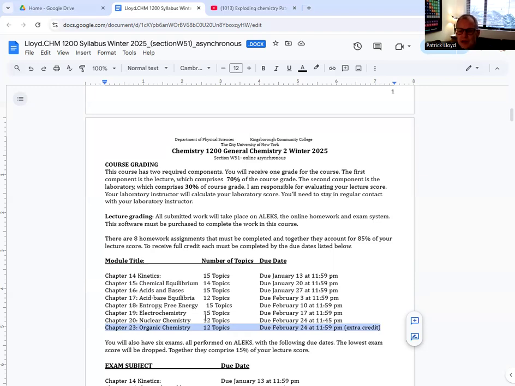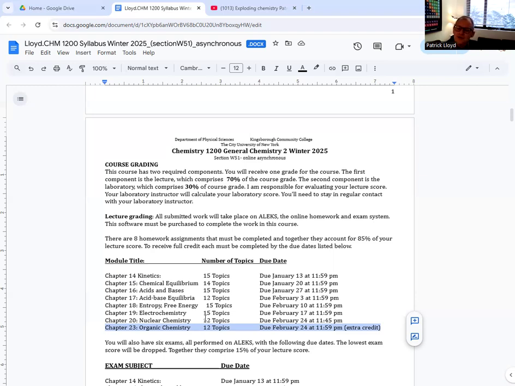So what I recommend for any of the homework or exams for that matter is that you do them a few days before they're due and start the next one early. Once you complete an assignment, let's say chapter 14 kinetics, immediately once that's done, chapter 15 chemical equilibrium will become available for you to work on. So work ahead by several days. Do not put them off to the last day. If you do, you will run into problems most likely.